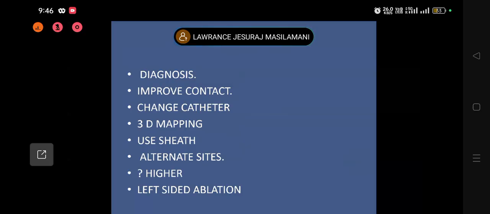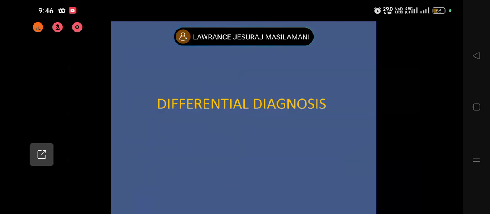The easiest way is, whenever you have a problem, verify your diagnosis. Is it an AVNRT? Improve the contact. If required, change the catheter. You can move on to 3D mapping if you have it. Use a sheath. You look at alternative sites like the proximal CS or left-sided ablations. Going higher should be the last option, at least in the initial part of your career.